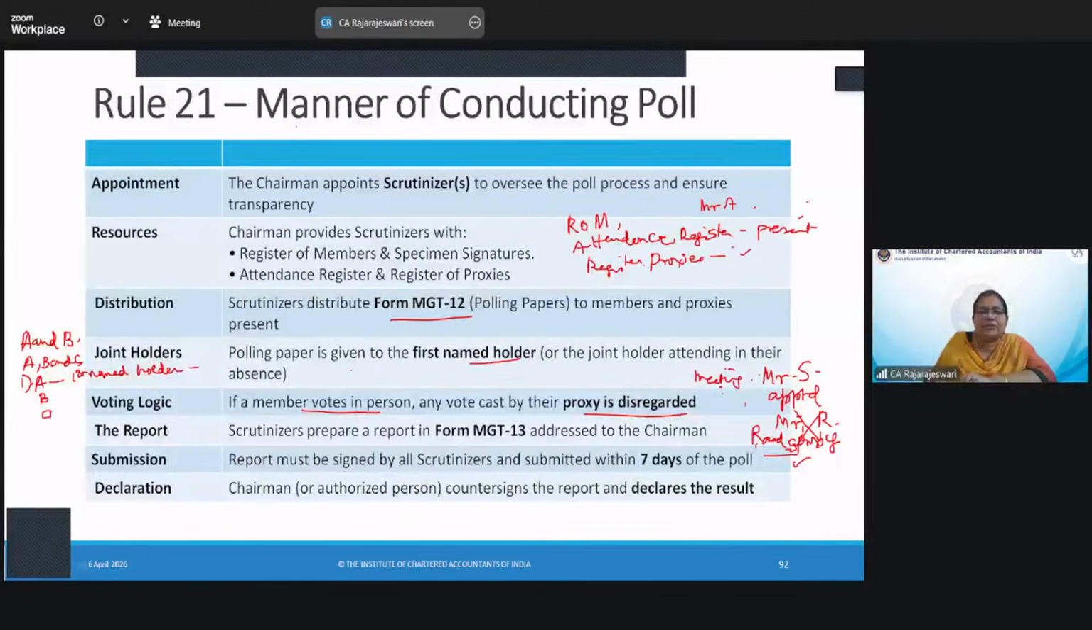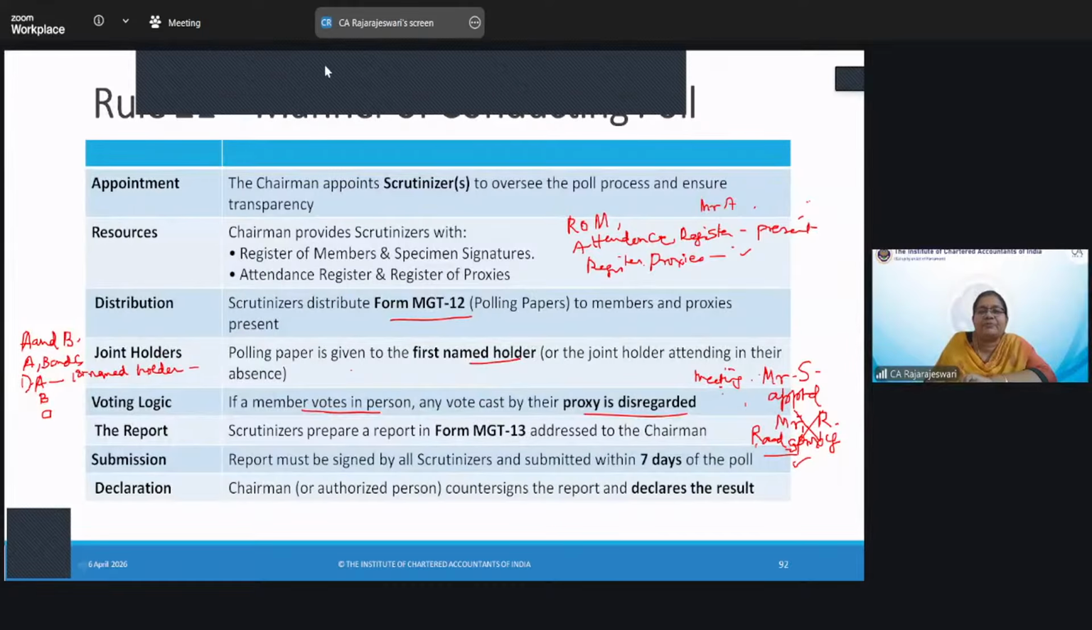Is this clear up to this? We shall proceed further.